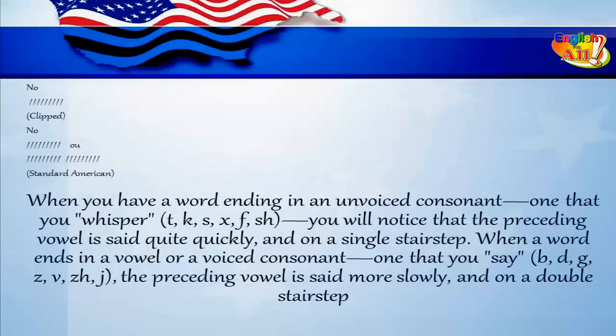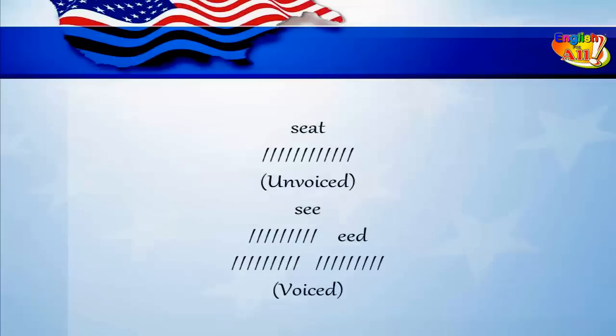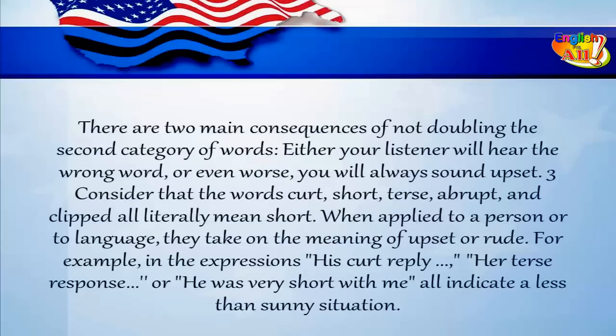When you have a word ending in an unvoiced consonant, one that you whisper, t, k, s, x, f, sh, you'll notice that the preceding vowel is said quite quickly and on a single stair step. When a word ends in a vowel or a voiced consonant, one that you say, b, d, g, z, v, j, the preceding vowel is said more slowly and on a double stair step. Unvoiced, seat. Voiced, seed.